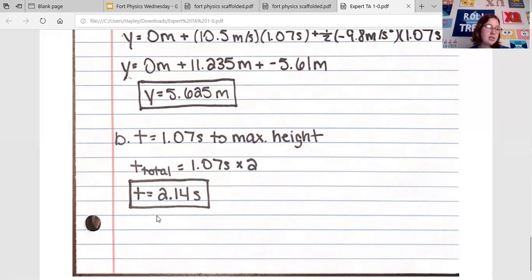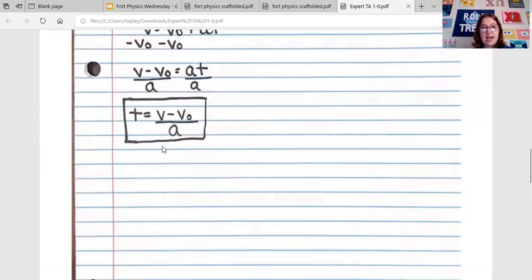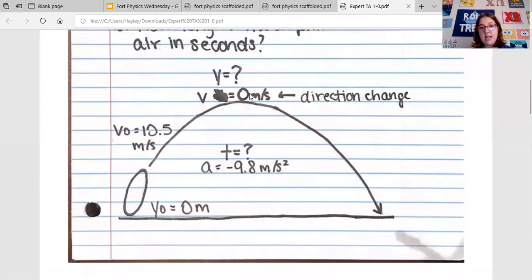Some important things to remember when solving this problem is remembering to multiply this time by 2 to account for the dolphin going up and back down, rather than just saying that the time the dolphin is in the air is 1.07 seconds, because that would not be correct. And also recognizing that this velocity is going to be 0 meters per second, because that is when the dolphin is reaching its maximum height. It's stopping before changing directions. So remembering that this is 0 meters per second.